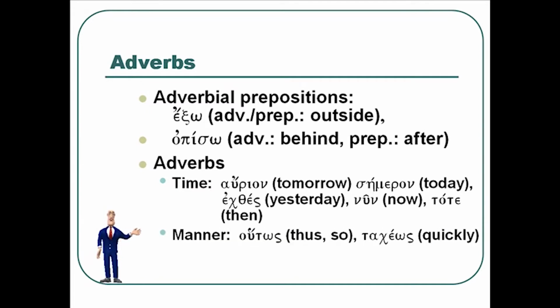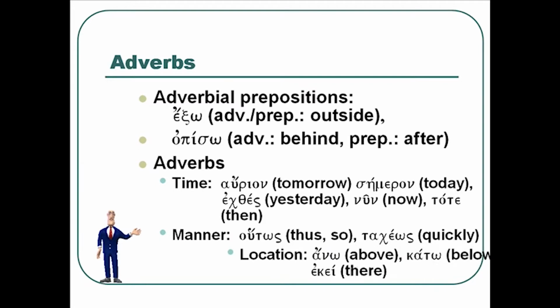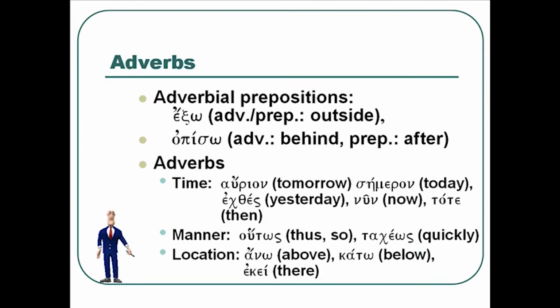Now, adverbs of manner. Houtos, thus or so, or tacheos, quickly, tells the manner in which it took place. It took place quickly. Then you have adverbs of location. Ano, which means above. Kato, which means below. Ekei, which means there. And there are several others that indicate location.